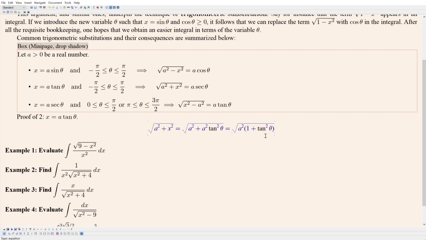But now, we have a Pythagorean identity that says that 1 plus tan squared is equal to secant squared. So the square root of a squared is just a, because that's positive. And then we have the square root of secant squared left over. And yep, so that just gets squared away as well.